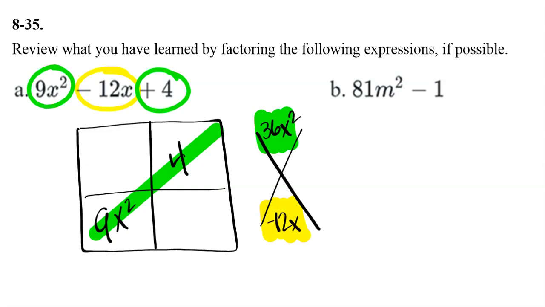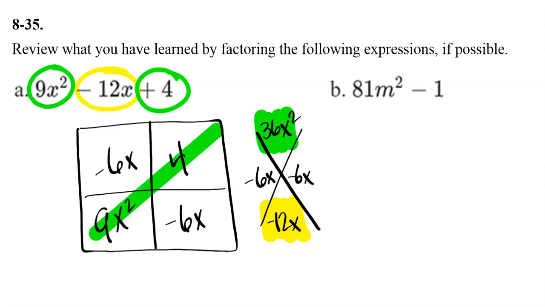And then we've got to figure out what adds to negative 12 that also multiplies to 36. And so we've got 12 and 3, we've got 9 and 4, we've got 36 and 1. 12 and 3 doesn't quite get us to negative 12. 6 times 6, yes. So we could have negative 6x and negative 6x. That works. Negative 6 plus negative 6 is negative 12. Negative 6 times negative 6 is positive 36.